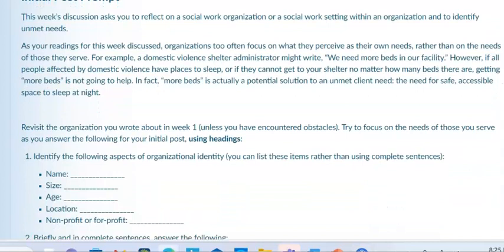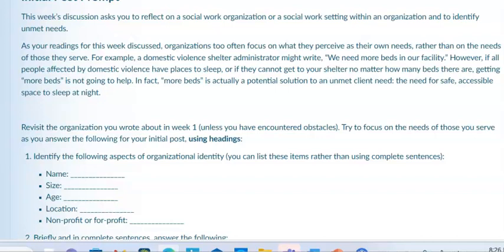As your readings for this week discussed, organizations too often focus on what they perceive as their own needs rather than on the needs of those they serve. For example, a domestic violence shelter administrator might write, "We need more beds in our facility." However, if all people affected by domestic violence have places to sleep, or if they cannot get to your shelter no matter how many beds there are, getting more beds is not going to help. In fact, more beds is actually a potential solution to an unmet client need, the need for safe, accessible space to sleep at night.